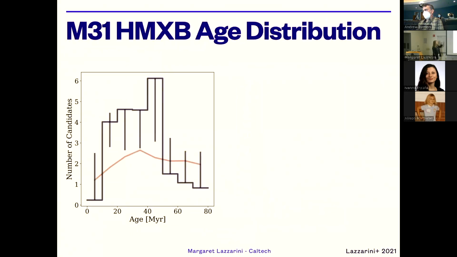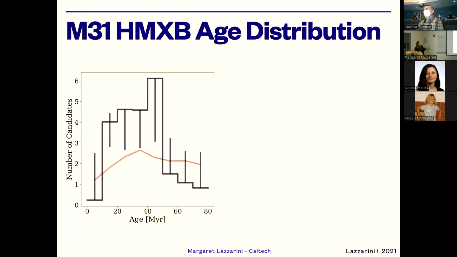So for M31, I'm showing here this age distribution. You can see that the highest peak is actually in that 40 to 50 million year bin, which you saw in the previous plot. And it's got this broad peak here where it's elevated. The pink line shows if we do the exact same analysis for an equal number of regions in the star formation history maps, agnostic to whether or not there's an HMXB there, and we can compare. We do that something like 10,000 times, and I'm showing the median of that on this diagram.